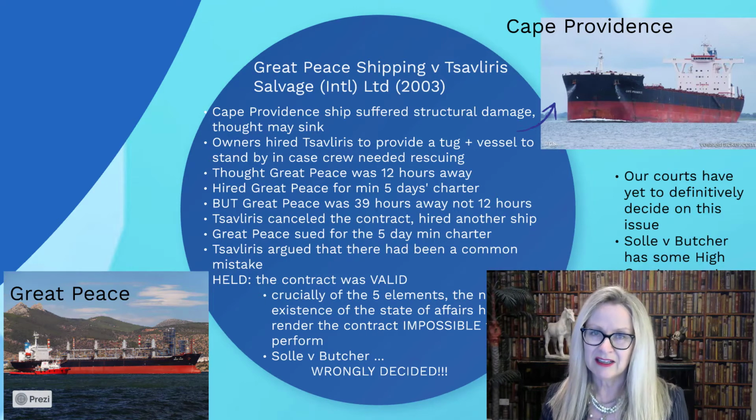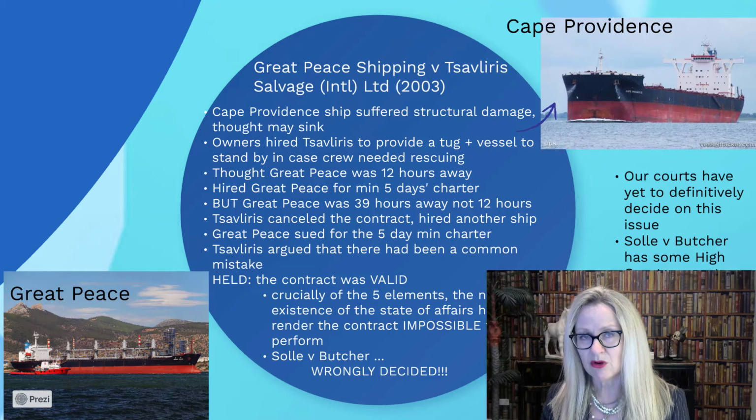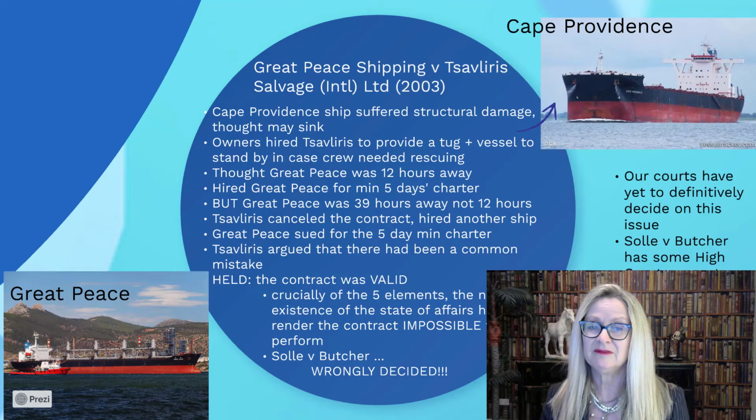But then it transpired that the Great Peace was in fact 39 hours away, not 12 hours away. Now, when Tavoulareas found this out, they purported to cancel the contract, not surprisingly, when people's lives are at stake. They hired another ship that was closer, and the Great Peace's owner decided to sue for the 5-day minimum charter. So the owners argued, not surprisingly, there had been a common mistake.